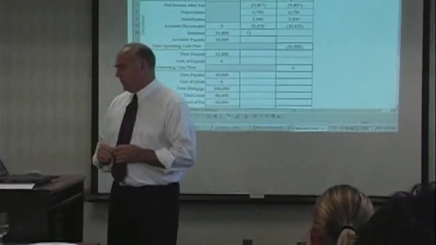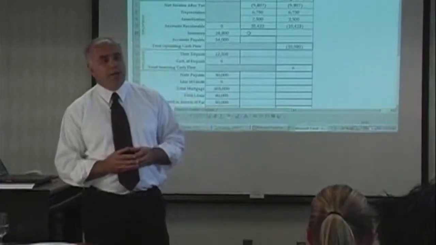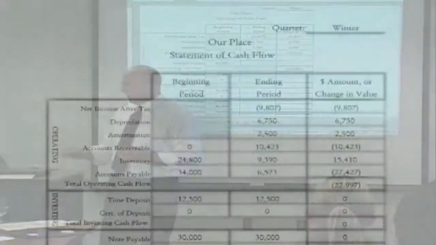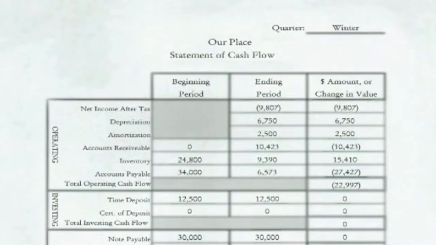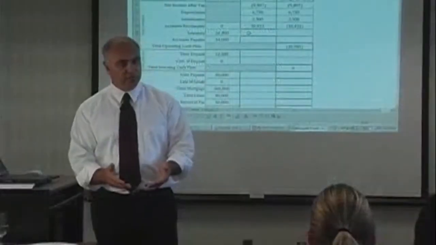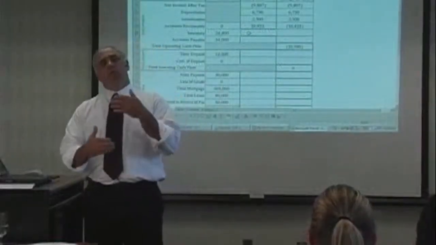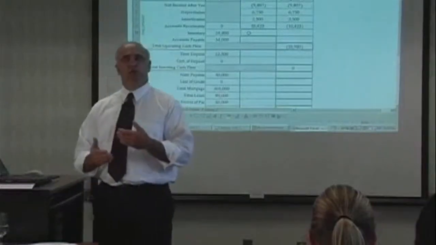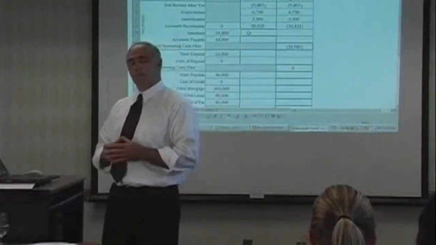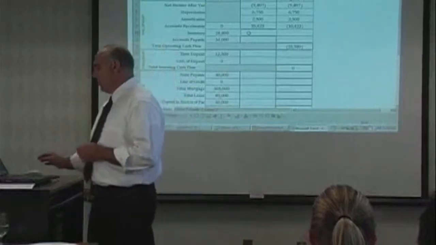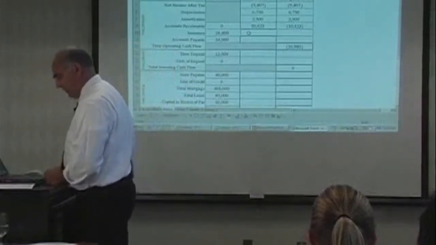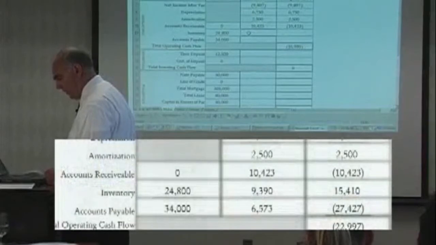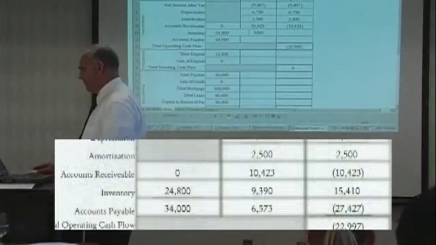Inventory. We began our opening day with inventory of $24,800, and over the course of the period, we purchased additional food and beverages from our vendors that went into inventory that we used for production and sale to guests to generate revenue. So inventory is a constantly dynamic and turning account, as are the receivables and the accounts payables. So the inventory declined in value over the course of the period. Its ending balance is $9,390.